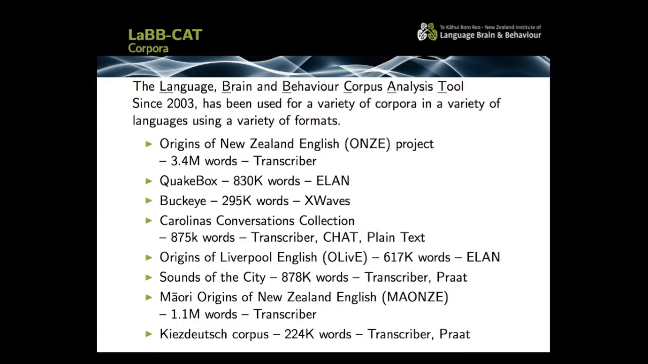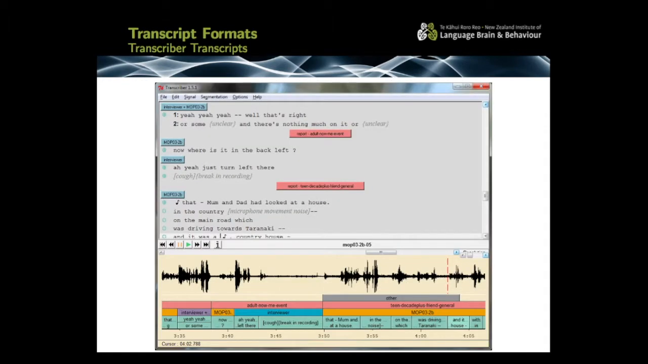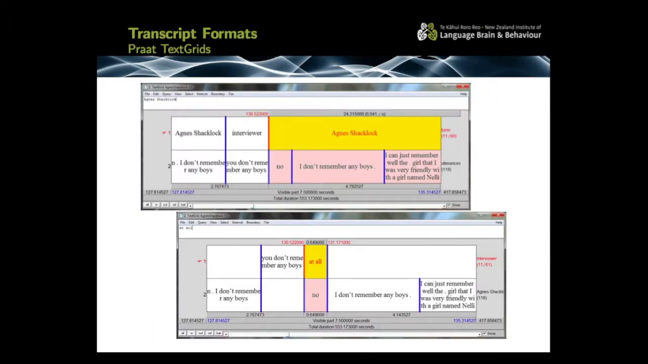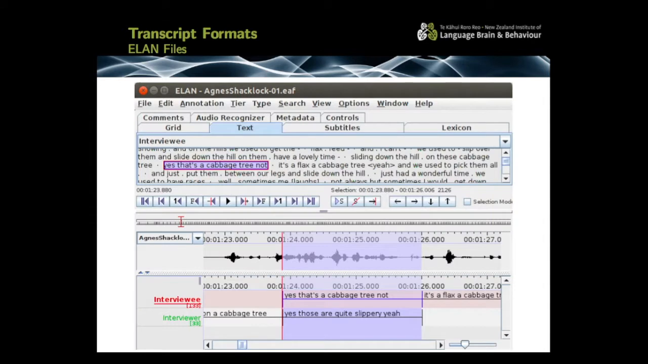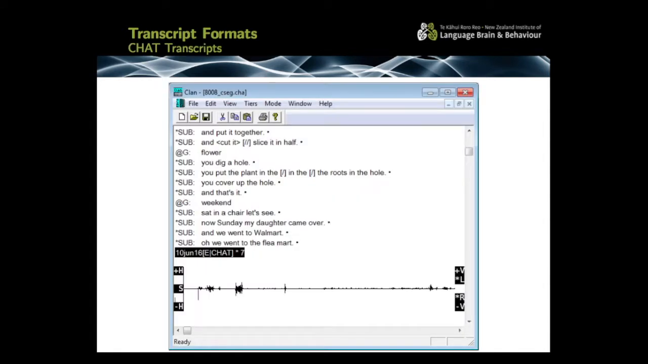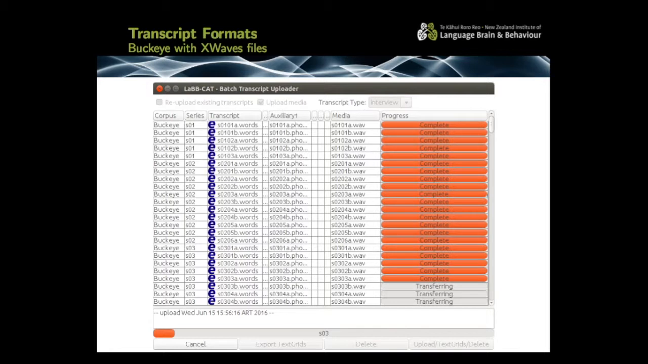Now, because it has been used with a number of different corpora, and those corpora were transcribed using different tools, LabCat can accept a number of different transcription formats. The original ONZE data was transcribed using a tool called Transcriber, so you can upload Transcriber transcripts, but you can also upload Praat TextGrids as transcripts, ELAN files, CHAT transcripts, and it's also been designed to support uploading the Buckeye corpus, which uses XWaves files.